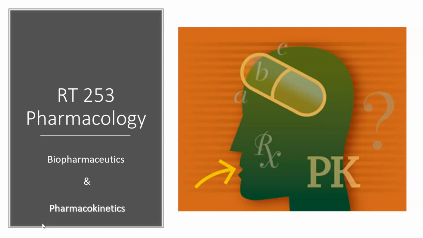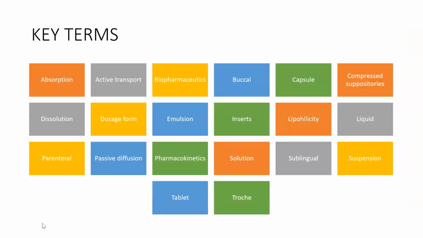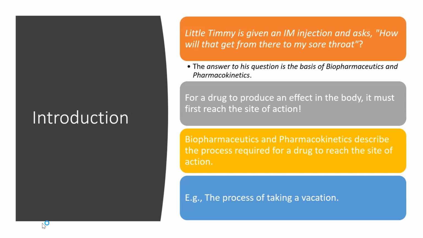This week we're going to be talking about biopharmaceutics and pharmacokinetics. The key terms here are really important that you know these prior to taking any of your quizzes. So let's talk about how a medication or pharmaceutical gets from the bottle, or the tablet, capsule, aerosol, into your body and to the area in which we're looking for it to help with pain or cough or whatever, okay?